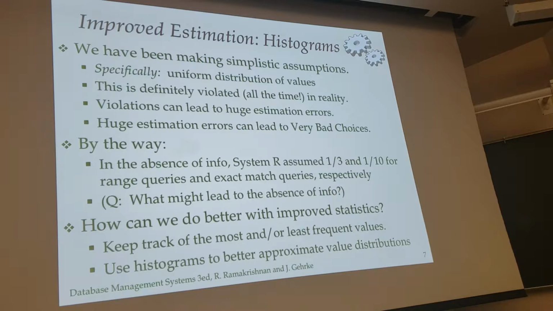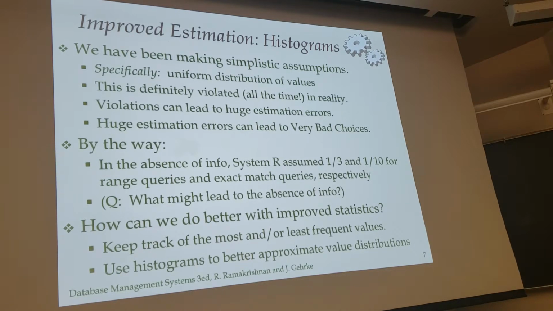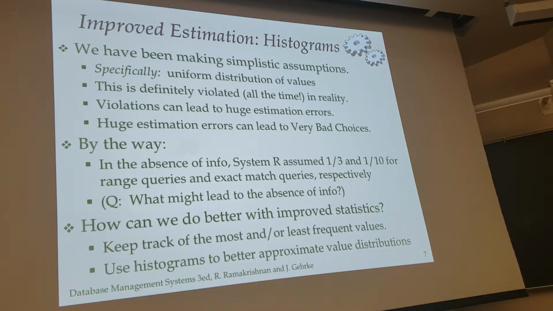Here's a simple thing that is in common usage, variations of this. What you can do is keep track of the most frequent values and have a better idea of how many times those show up. So for example, if it turns out that, let's say, 9/10 of the students at Santa Cruz are from California, keeping track of that could end up really making things better.